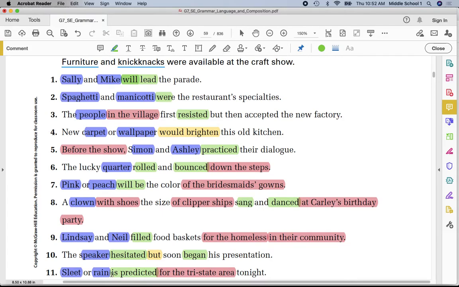Sleet or rain is predicted for the tri-state area tonight. Sleet, rain. I have a helping verb going with the main verb, underlined twice. Line in between rain and is, along with the prepositional phrase, parentheses around for the tri-state area.